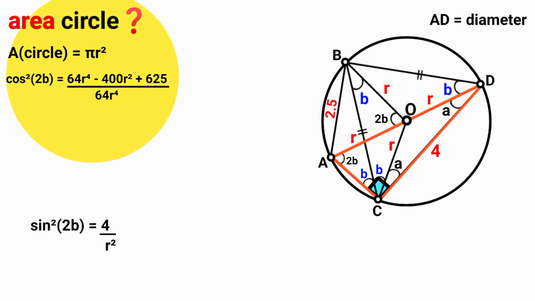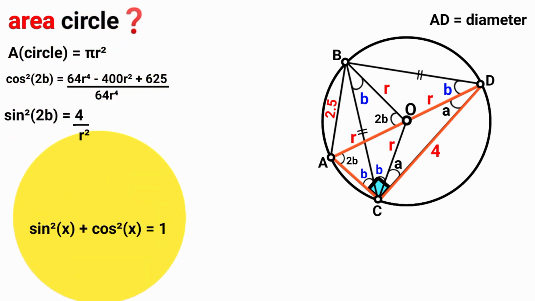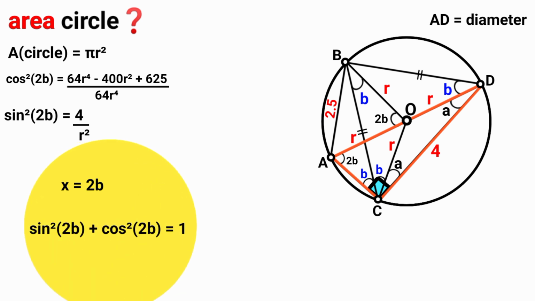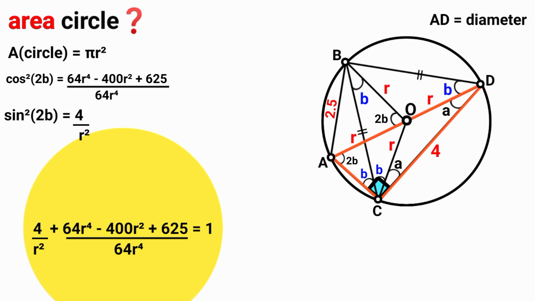And here we have cos squared 2b equal to 64 r raised to the power 4 minus 400 r squared plus 625 all over 64 r raised to the power 4. From trigonometry, there is an identity that sin squared x plus cos squared x equal to 1. Let x equal to 2b. Substitute it here. So sin squared 2b plus cos squared 2b equal to 1. We have the values here. Substitute them. So 4 over r squared plus 64 r raised to the power 4 minus 400 r squared plus 625 all over 64 r raised to the power 4 equal to 1.